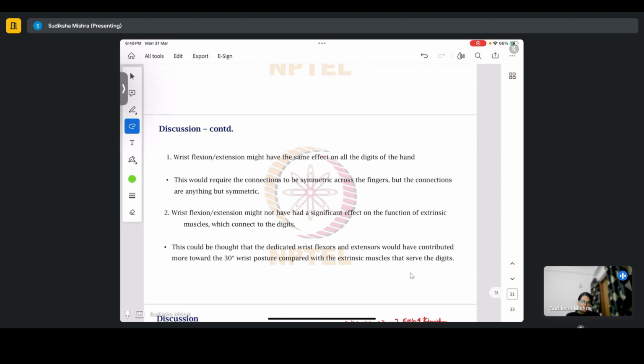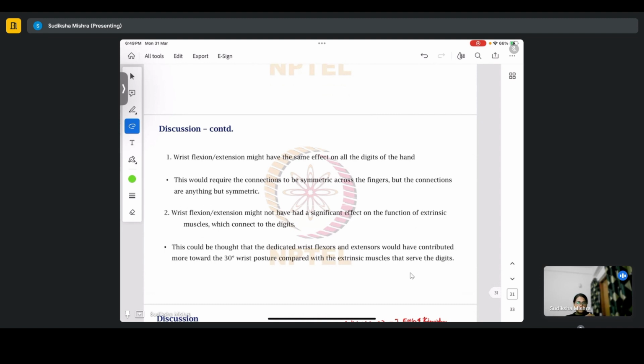The other possibility is that the wrist flexion and extension both have the same effect on all the digits of the hand. This would require there to be symmetry across all the fingers, but the connections are not symmetric. There are different connections to each of the digits.